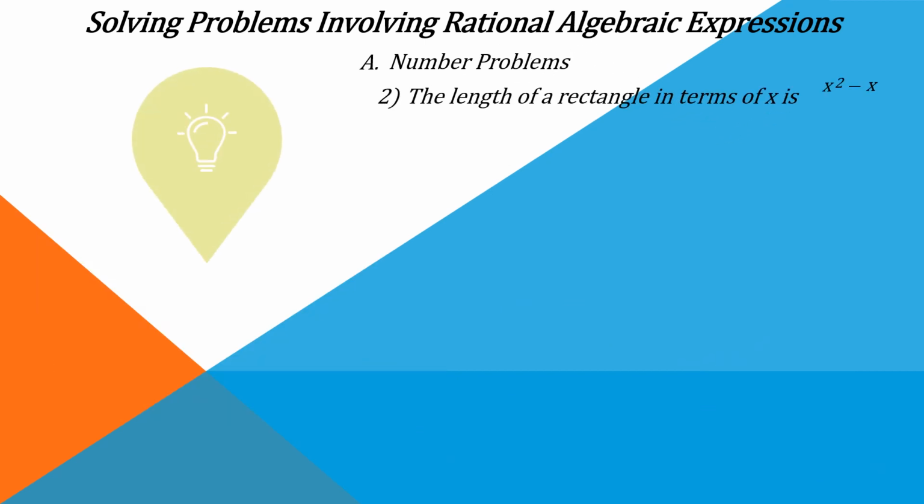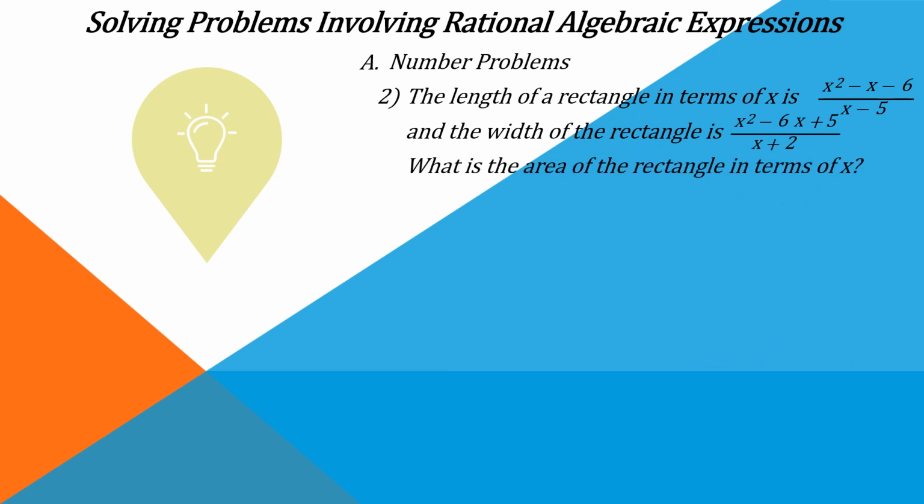Example number 2. The length of a rectangle in terms of x is x squared minus x minus 6 divided by x minus 5. And the width of the rectangle is x squared minus 6x plus 5 over x plus 2. What is the area of the rectangle in terms of x? Now, in this example, we are required to find the area of a rectangle wherein the length is given in algebraic expression, and the width is also in algebraic expression. And we are required to find the area in terms of x.